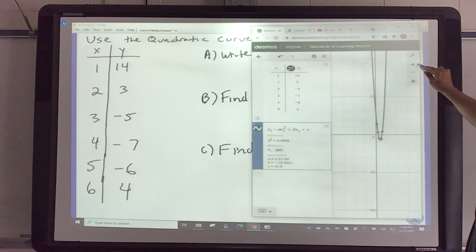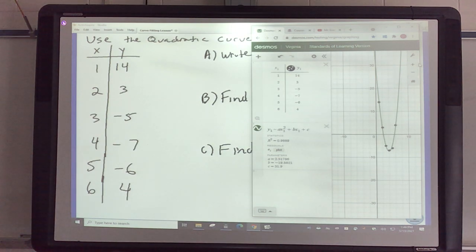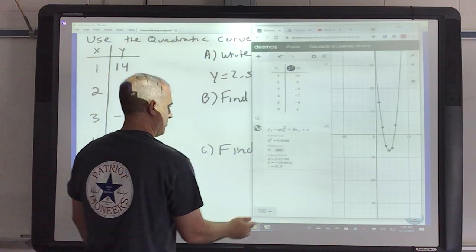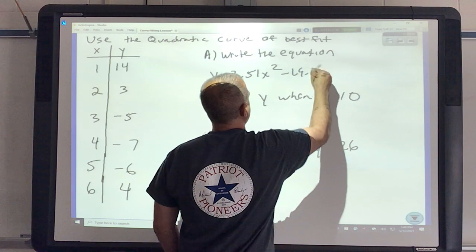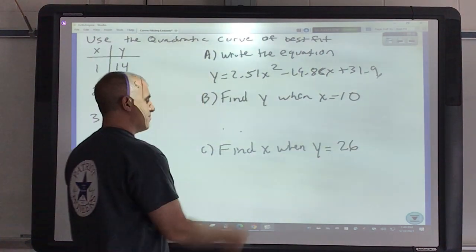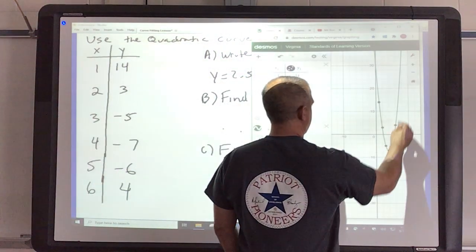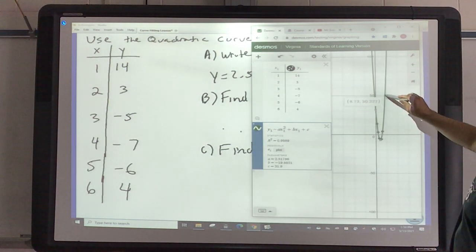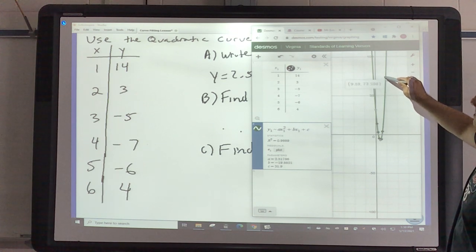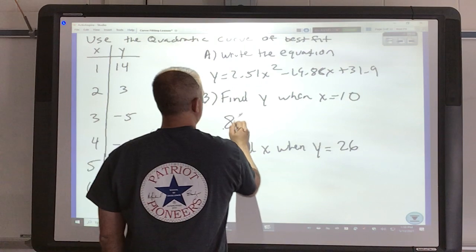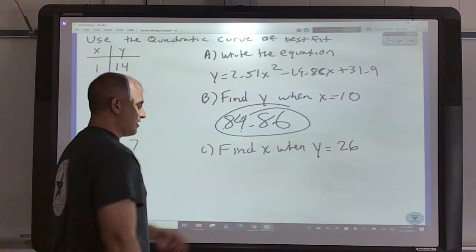I might zoom in for this one. So this is what I got: y equals 2.51 x squared. What's the b value? Negative 19.888 x plus 31.9. All right, find y when x is 10. I might have to zoom out for this. x is 10, almost there. 84.86. Find x when y is 26.